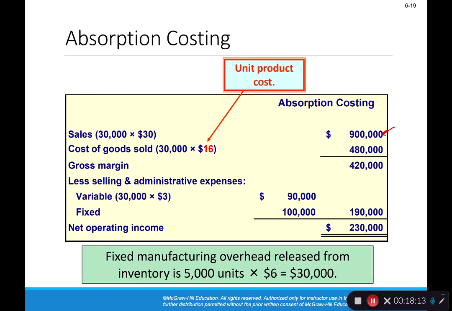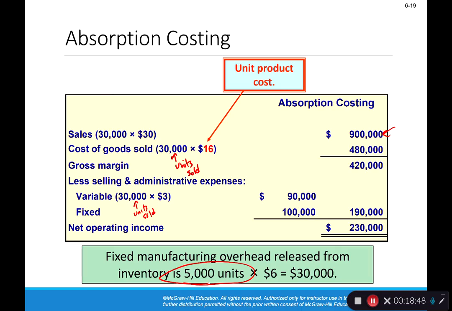Sales, same 900 grand as variable. Cost of goods sold, though, is the units sold times the absorption unit product cost of 16. That allows me to get my gross profit. And then the selling and admin costs are the variable times units sold, and then the fixed piece to arrive at the net operating income. The reason now that we have a difference is the 5,000 units times 6 to get the 30,000 difference.